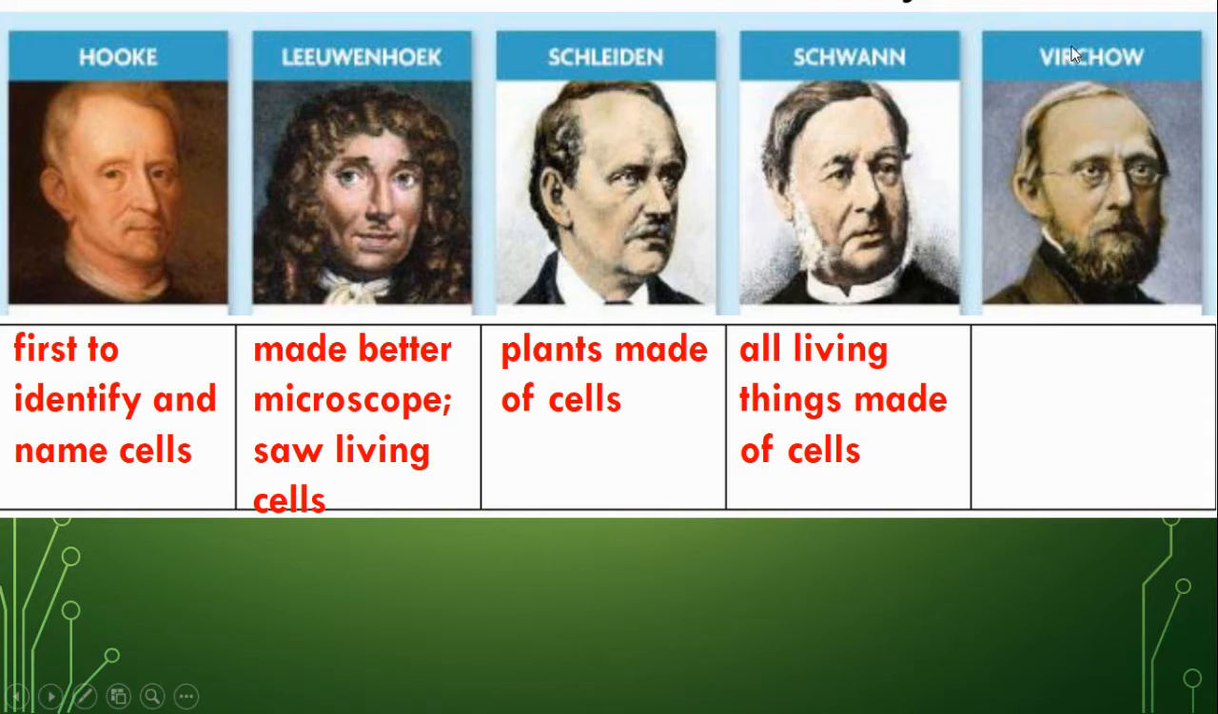And then Virchow. If you remember the video that we watched about the cell theory and spontaneous generation, Virchow is one of those scientists who helped to disprove that theory. He came up with the part of the theory that says all cells come from other living cells. They didn't just spring out of nowhere. So again, all of these scientists and many more helped to develop the cell theory.